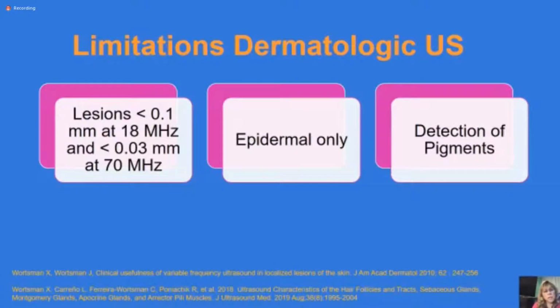The other thing that we need to know are the limitations of dermatologic ultrasound. These include, if you're using 18 MHz, the lesions that measure less than 0.1 millimeter, and if you're using a 70 MHz probe, the lesions that measure less than. Other limitations are the lesions that are epidermal only and the detection of pigments.